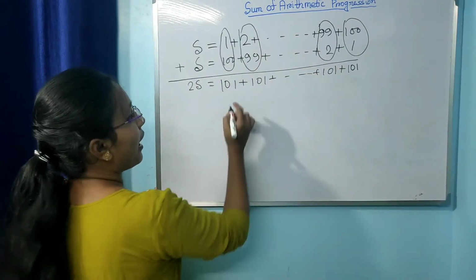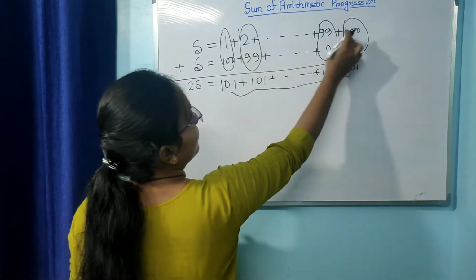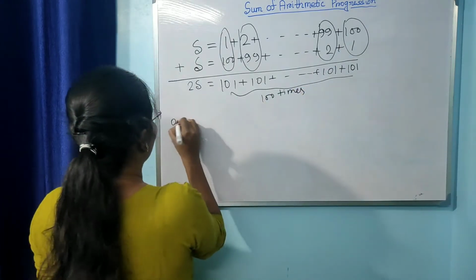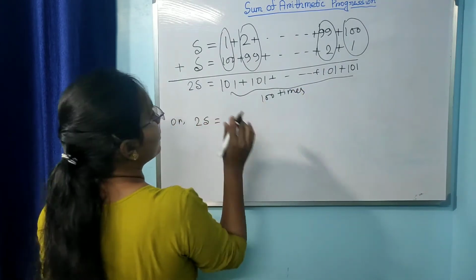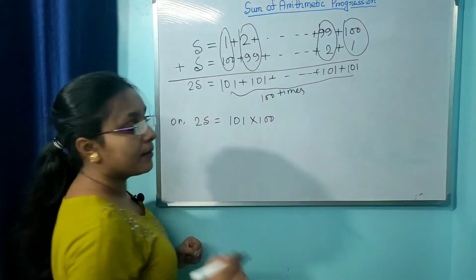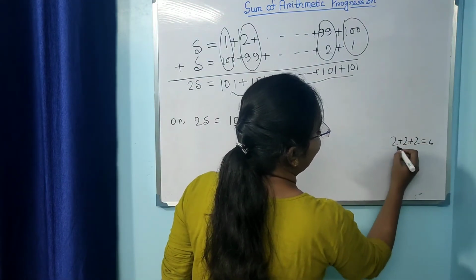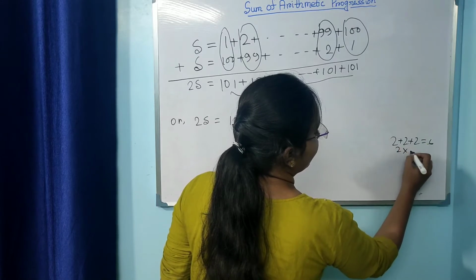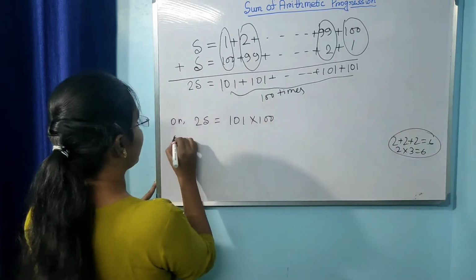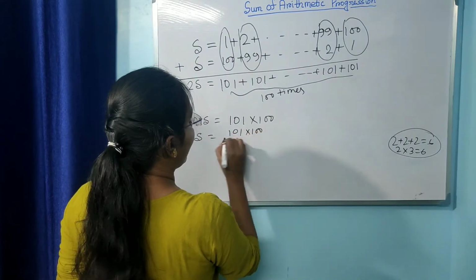So now how many times is there 101? See, there is 1 plus 2 plus up to 100. So there is 100 times 101, okay. So we get 2s equals 101 into 100. Why? Because if we add 2 three times we get 6. Also if we multiply 2 into 3, so 3 times 2, then we also get 6. We apply the same logic here and we get s equals 101 into 100 upon 2.